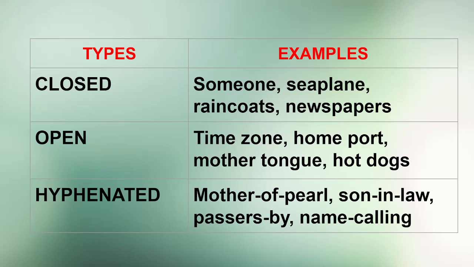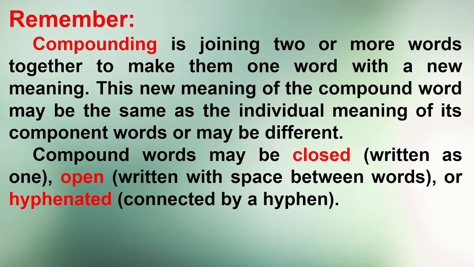The third one is what we call hyphenated compounds. Here, a combination of either two or three words, but they are connected by a hyphen in between, like mother-of-pearl. This is a sample of a hyphenated compound word. Son-in-law, passers-by, name-calling. So the three types are closed, open, and hyphenated.